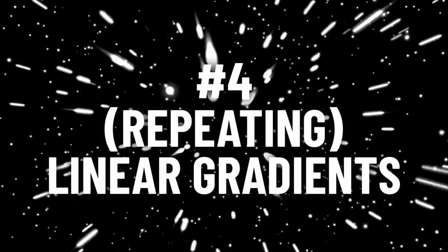Number 4. Linear gradients. As versatile as this simple SVG is, one thing you can't easily do is rotate the background to make diagonal stripes. But you can achieve this effect with gradients.